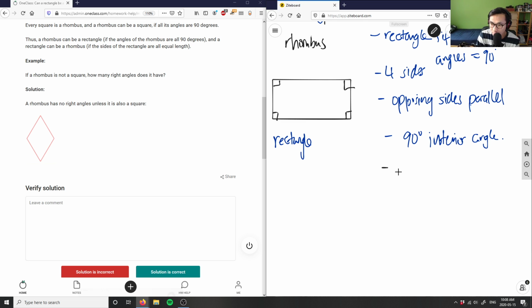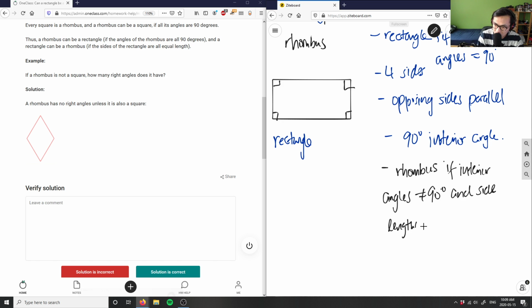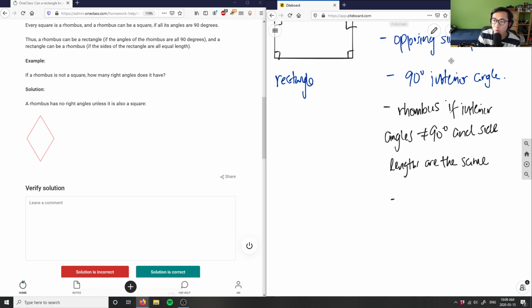So I can say that it can be a rhombus if interior angles are not 90 degrees and side lengths are the same. And I also have another condition where it will be a square if side lengths are equal. So this here is my answer.